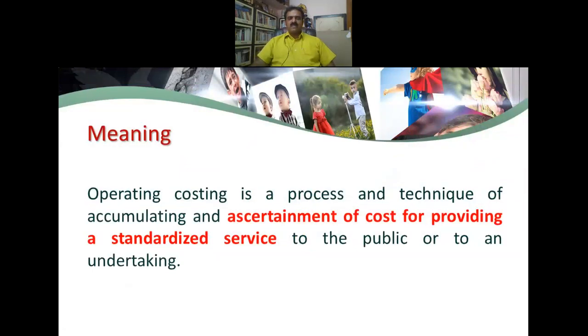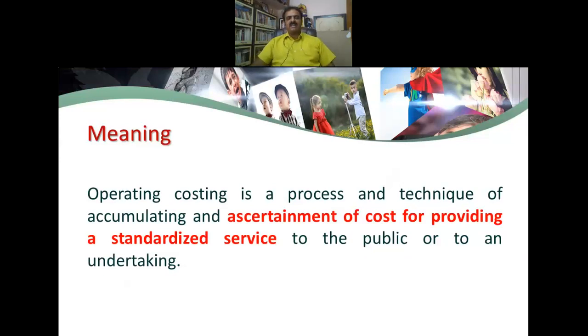Operating costing is a process and a technique of accumulating and ascertaining the cost for providing a standardized service. It is an ascertainment of cost for providing a service to the public, to the common human being, by an undertaking. Any kind of service provided by an organization, maybe in the transport industry, a vehicle service, the hospital industry to the patient, or the hotel industry to the customer.